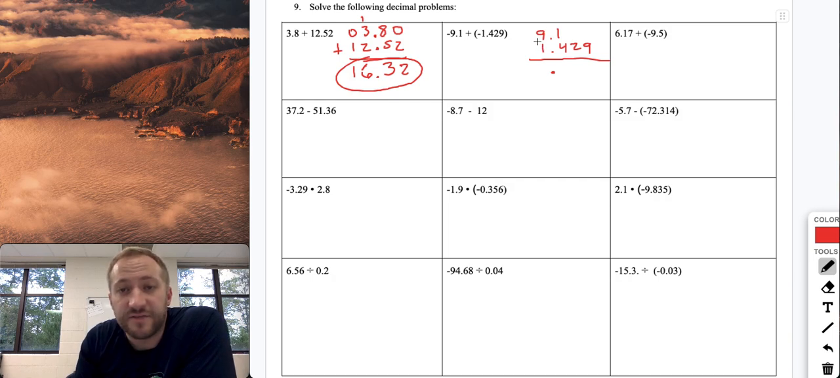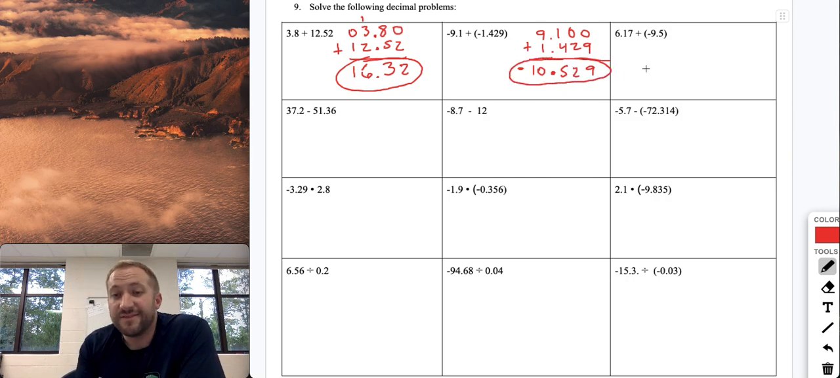Now these are both negatives. You could write the negative next to the numbers if you want, but instead I usually do this. I always add the negative down here with my answer. That way I don't forget about it. So any empty spaces get a 0. So now we're adding these two negative numbers, which is great. 0 plus 9 gives me 9. 0 plus 2 gives me 2. 1 plus 4 gives me 5. 9 plus 1 gives me 10. And I get negative 10.529.